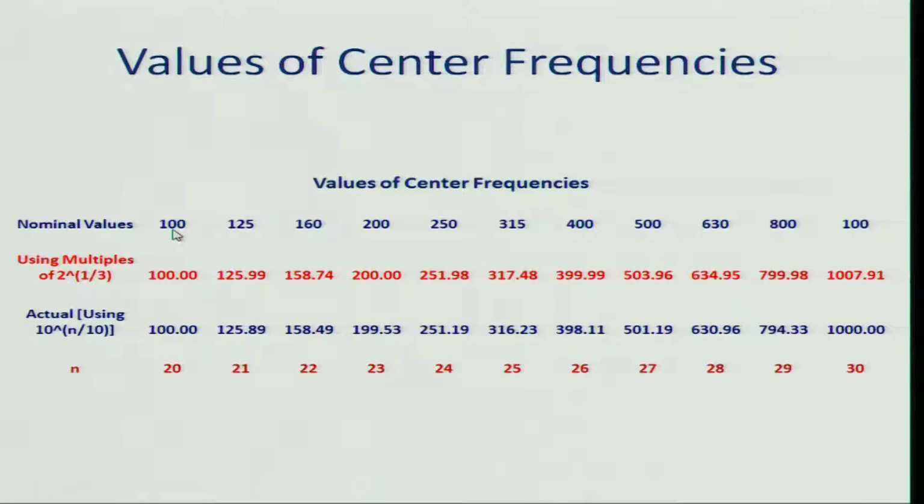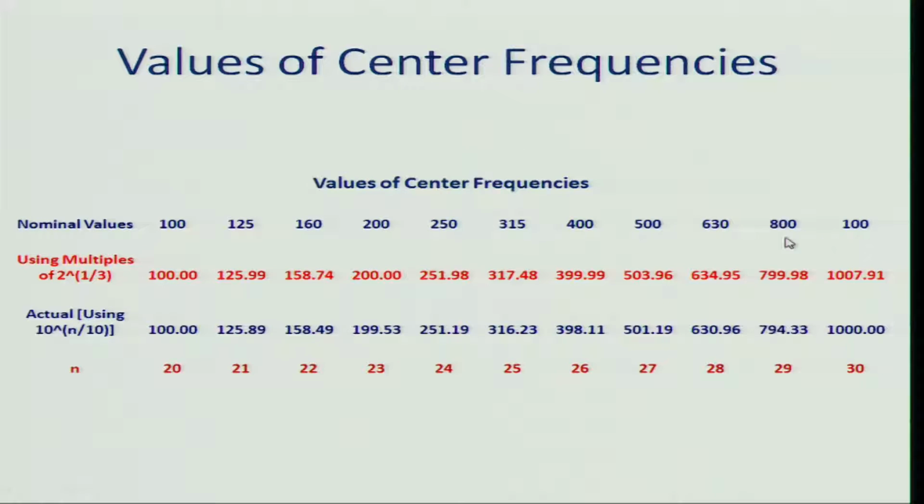And then ISO says, okay, you don't have to worry about 125.89 hertz. You can be happy with 125. So these are the nominal values specified by ISO. So this is also in blue. Okay. So these are the values of center frequencies. There is also a red line, we'll talk about it later. Okay. So 100, 125, 160, 200, 250, 315, 400, 500, 630.